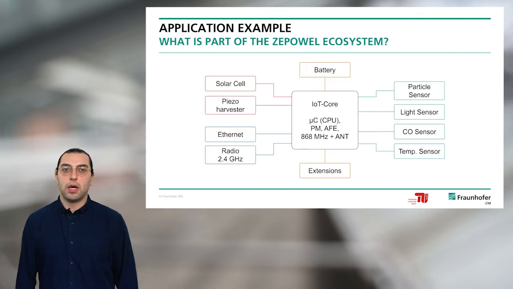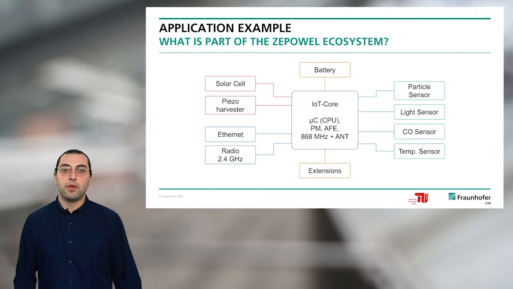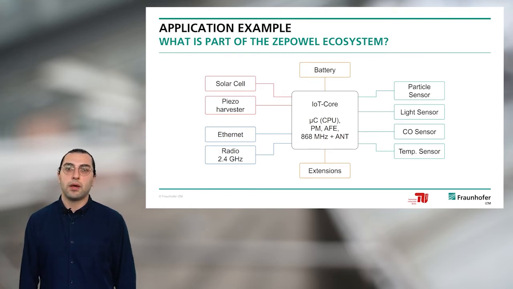For example, a solar cell or a piezo harvester, energy harvesting extensions we can use, or a battery if harvesting is not an option in your application. We have different options for communication, like wired ones like Ethernet, or also radio communication in the 2.4 gigahertz frequency range. And on the right side, you can see also different sensors we can add to the platform, like a light sensor or a temperature sensor.